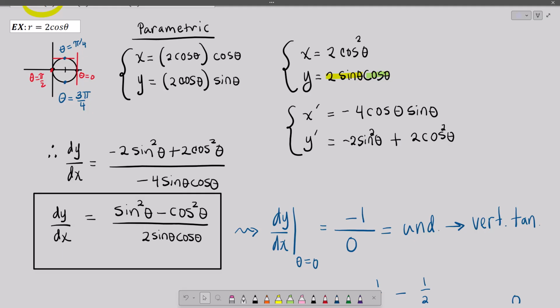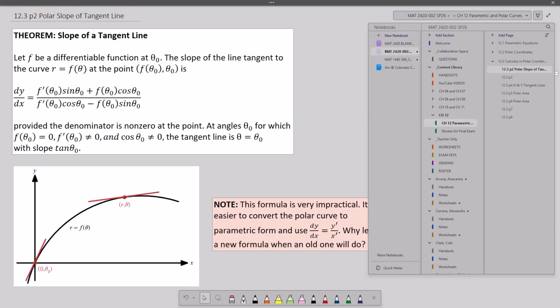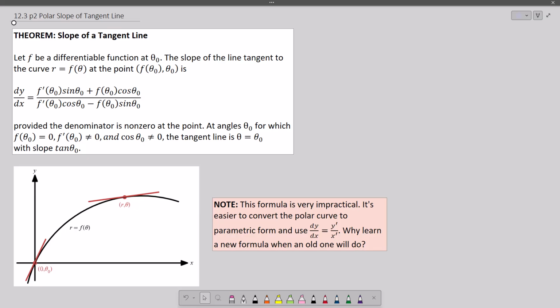Okay, so, all right, so let's go to there. If you are a glutton for punishment, you could just memorize this formula. Again, I highly recommend not spending time memorizing that formula. I think it's much easier to do what we just did. Convert your polar curve to parametric with r cosine theta, r sine theta, and then do the parametric derivative, y prime over x prime. If you want to, you could just memorize this whole crazy looking formula. That will work.